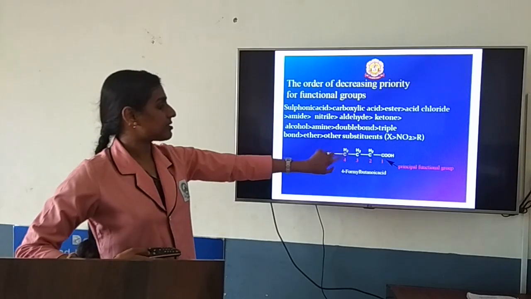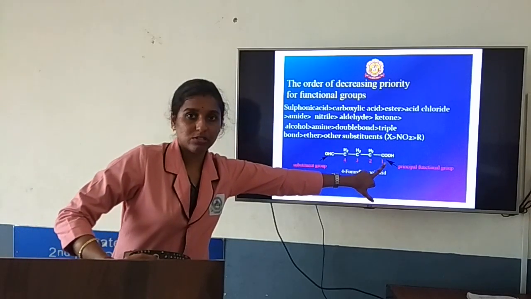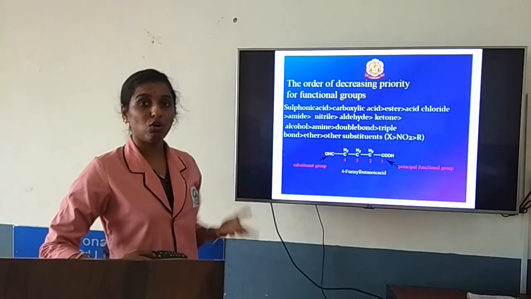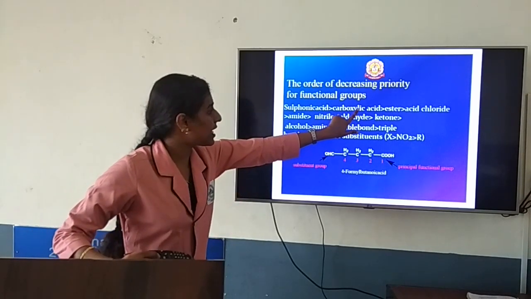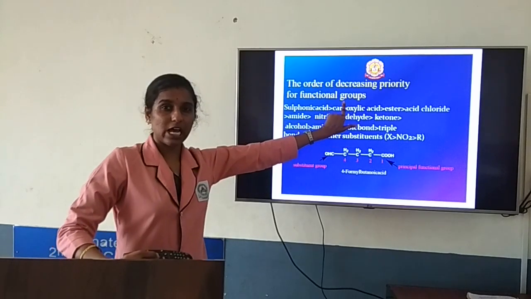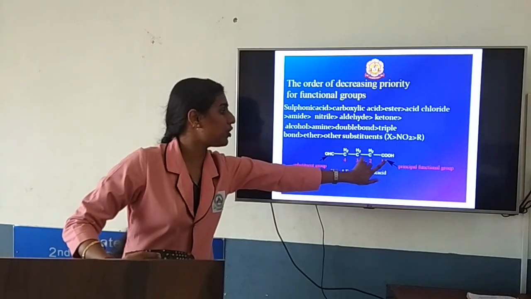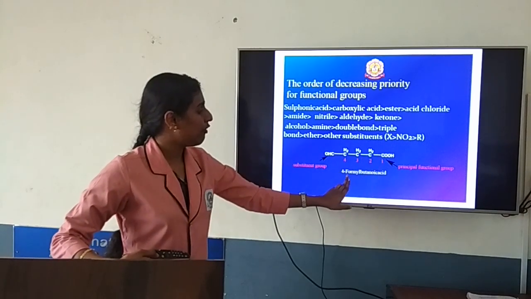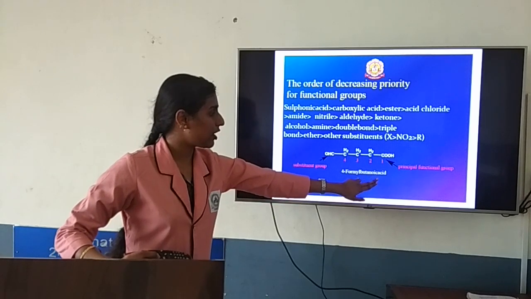Now in this compound you have a carboxylic acid here and an aldehyde here. So which is having more priority? Carboxylic acid is here and your aldehyde is here. Obviously carboxylic acid is having more priority, so you are supposed to give numbering from this side, and name the compound 4-formyl butanoic acid.